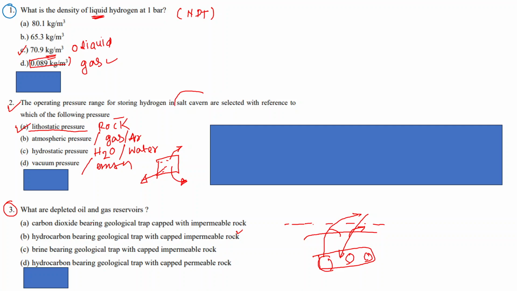Depleted oil and gas means obviously the brine is not it, brine is for another. Brine means the salt rock, salt hydrogen storage. Carbon dioxide is not bearing. Initially it was hydrocarbon, natural gas, in the mines of coal and natural gas. So our option is B, hydrocarbon bearing geological trap with capped impermeable rock. Okay.